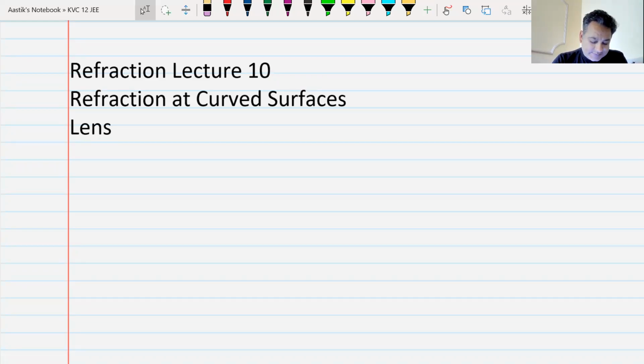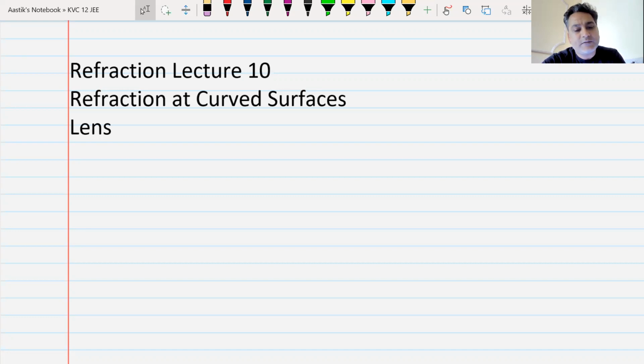Good evening, everyone. This is lecture number 6, refraction. We are dealing with refraction at curved surface. In the previous class, we had seen what happens when refraction happens at one curved surface. We had seen the pole of the surface, and we had also seen these two types of focus.